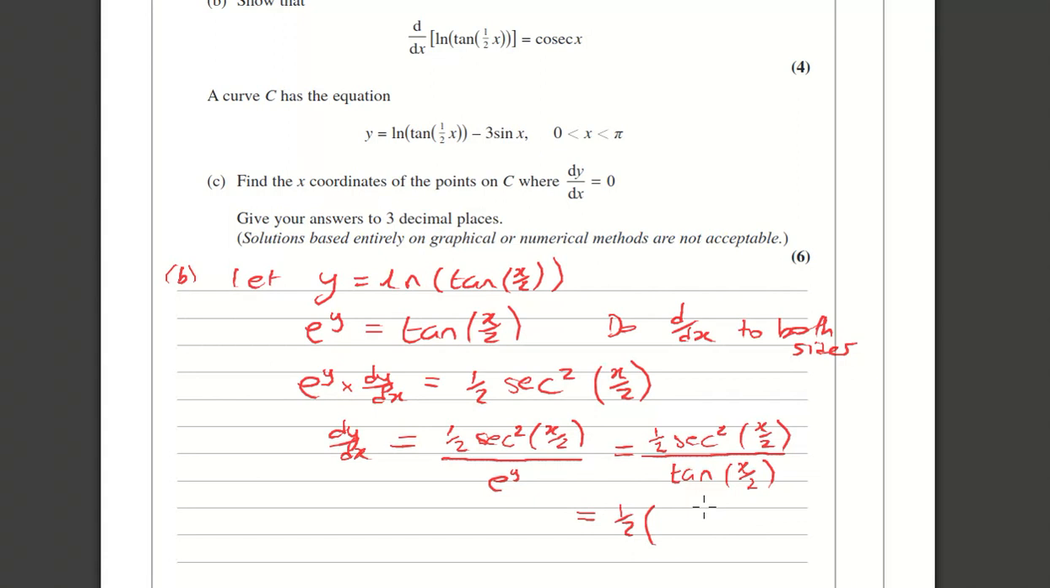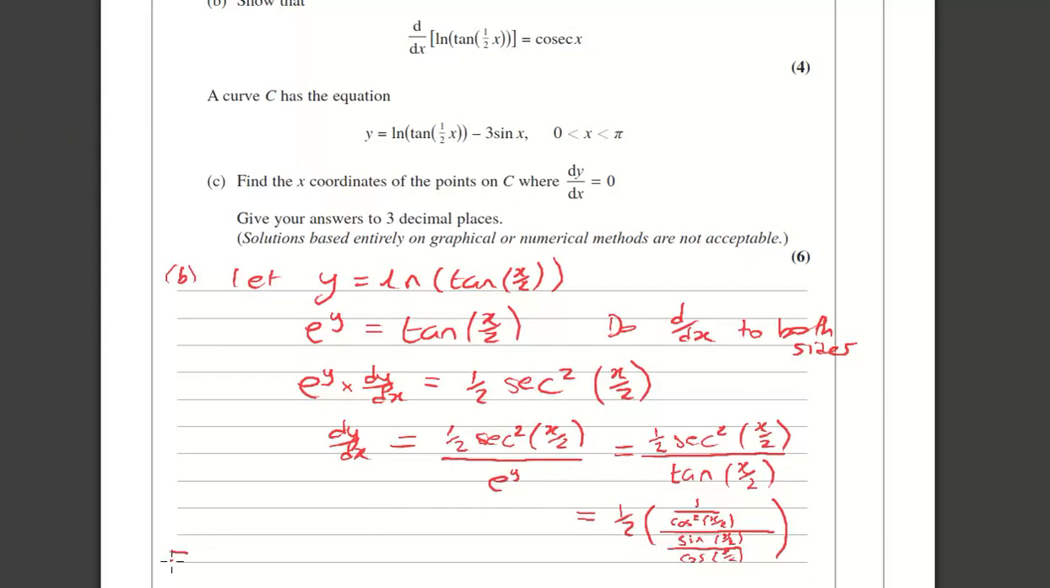Sec is 1 over cos, isn't it? So we've got 1 over cos squared x over 2. Apologies for my tiny writing here. Divided by sine x over 2 divided by cos x over 2. Okay, well, if I multiply top and bottom here by cos squared x, I'm going to be left with the following. I'm quite excited now, actually.